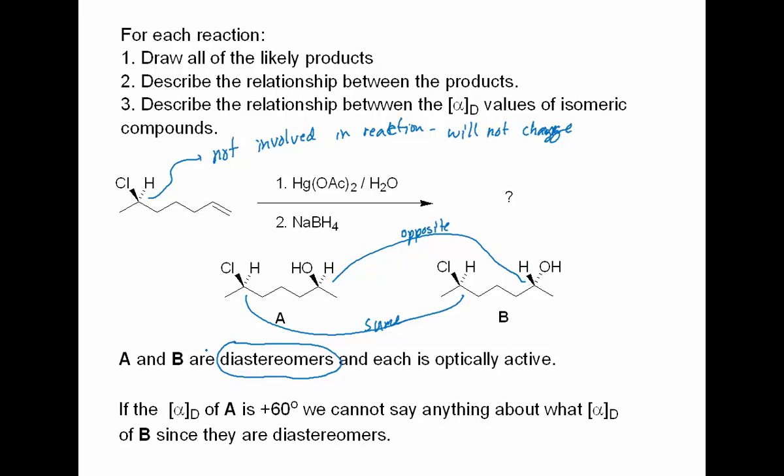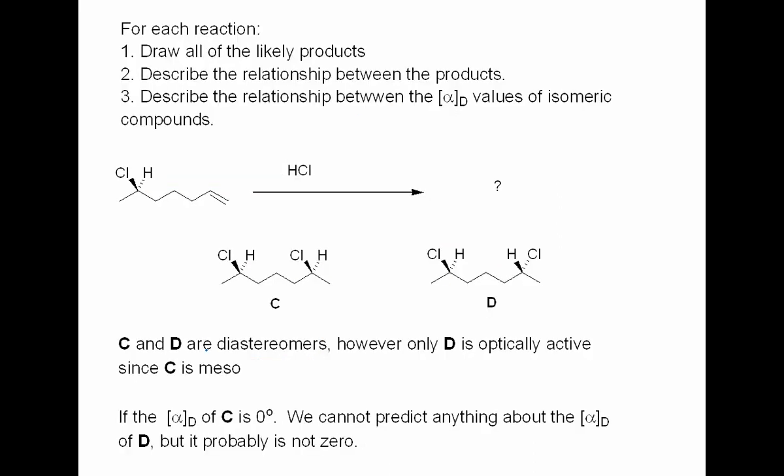Okay, let's look at the HCl addition. This is a little different because although we have 2 diastereomers like we did before, again, we're not going to change anything here. It's not affected by the reaction. We make C and D. But C actually is optically inactive because it's meso, whereas D is the DL, or the chiral one. But it would exist as a single enantiomer, right?